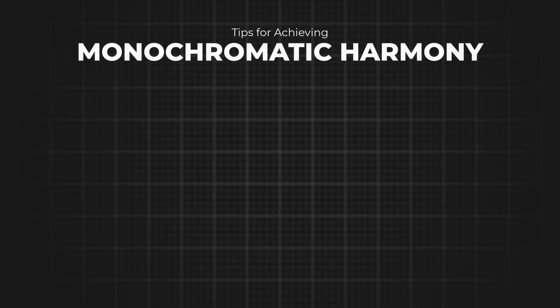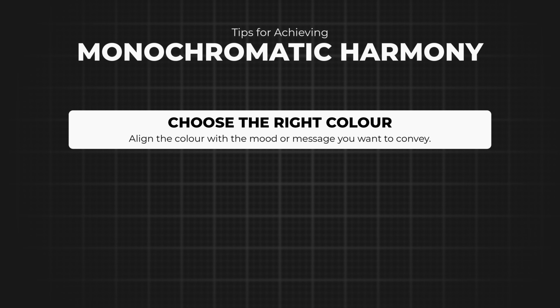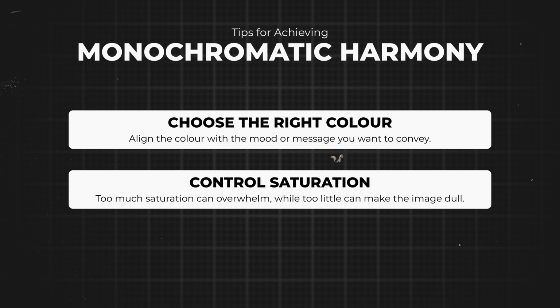Now, a tip for achieving a monochromatic colour harmony is making sure you're choosing the right colour. Align the colour with the mood and message that you want to convey, as well as making sure you've got the right amount of saturation. Too much saturation can overwhelm an image, especially if you're only using one colour.